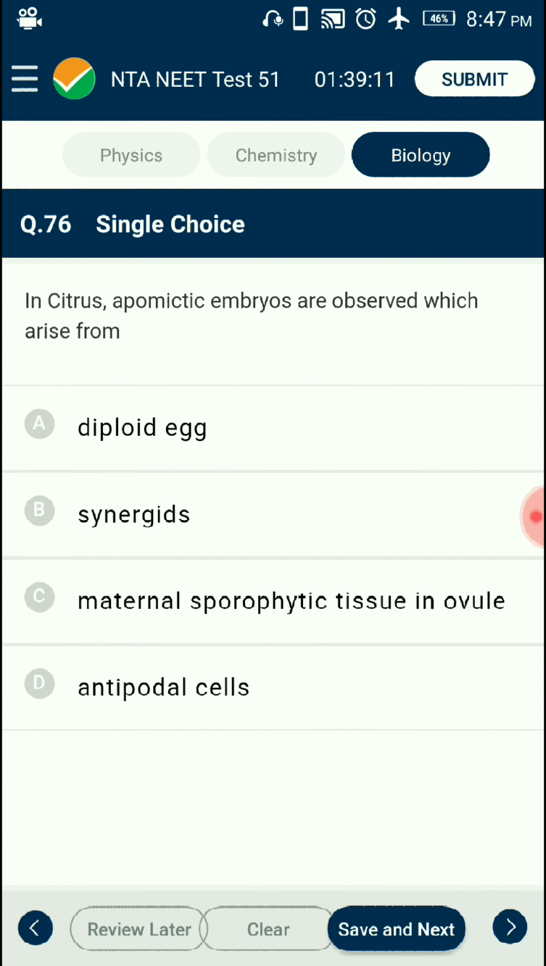In citrus, apomictic embryos are observed which arise from what? Apomixis is the phenomenon of developing seeds without fertilization. There are several routes taken by different plants to produce apomictic embryos. In the citrus and mango group, cells surrounding the embryo sac participate in seed making without fertilization. These cells are the maternal sporophytic tissues around the embryo sac. So the answer is option C, maternal sporophytic tissue in ovule.